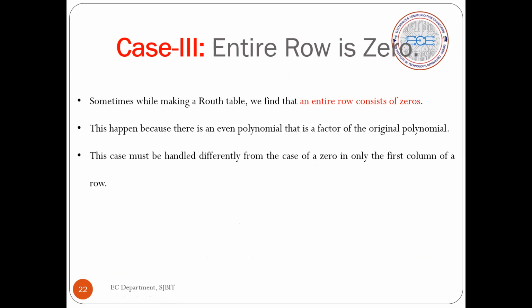Case 3 I will take up in the next class, that is, the entire row becoming 0. How to handle this situation, we will see in the next class.